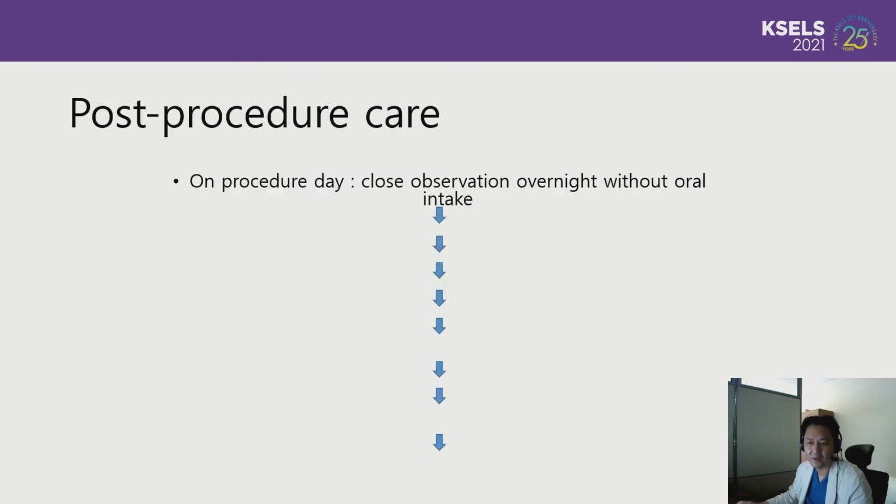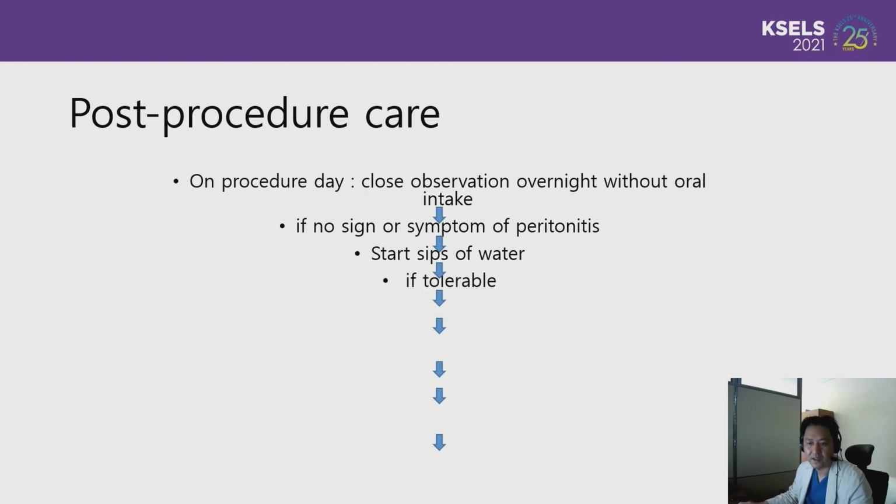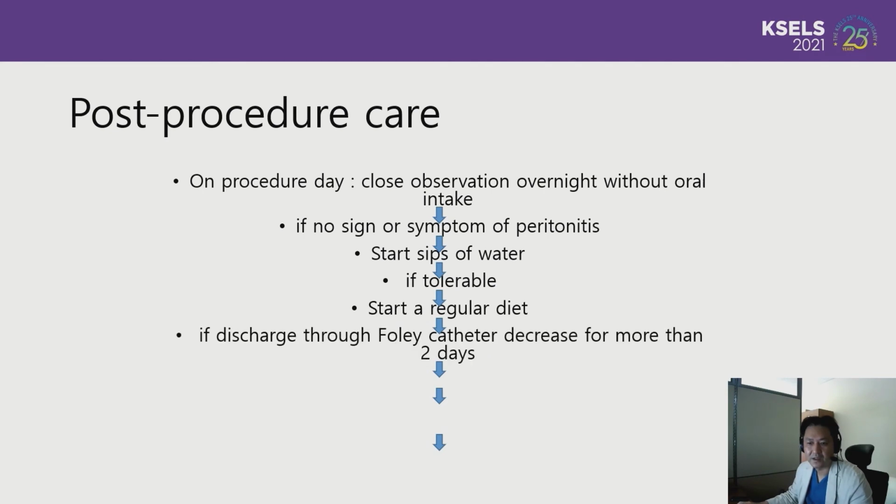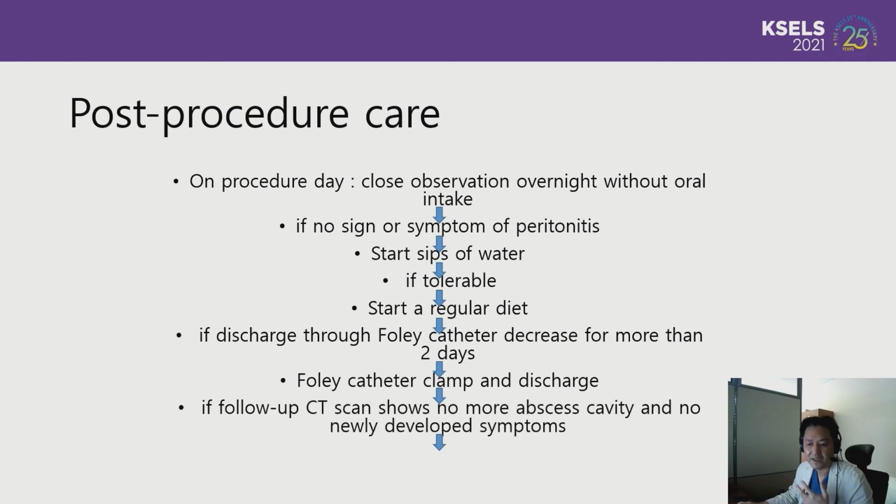This is our flowchart after procedure. On procedure day, close observation overnight without oral intake. If there is no sign or symptom of peritonitis, we start oral intake with a sip of water. And if tolerable, start a regular diet. If discharge through the Foley catheter decreases for more than 2 days, Foley catheter clamp and patient discharge. If follow-up CT scan shows no more abscess cavity or no newly developed symptoms, Foley catheter removal was performed in outpatient clinic.